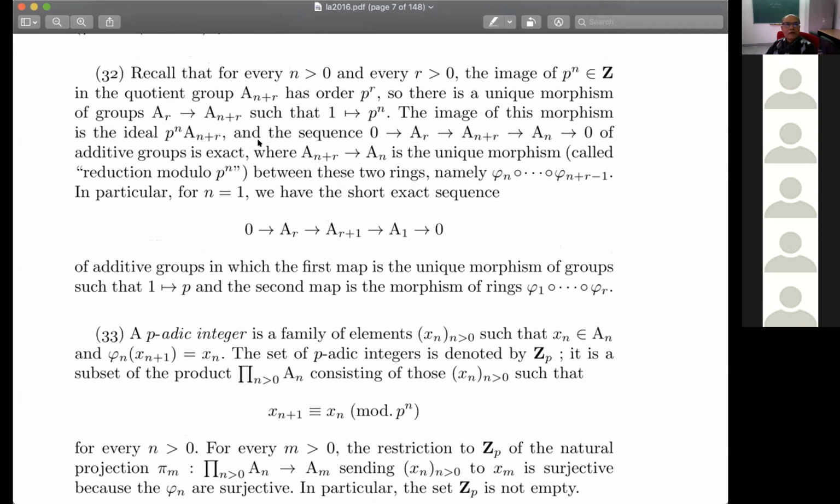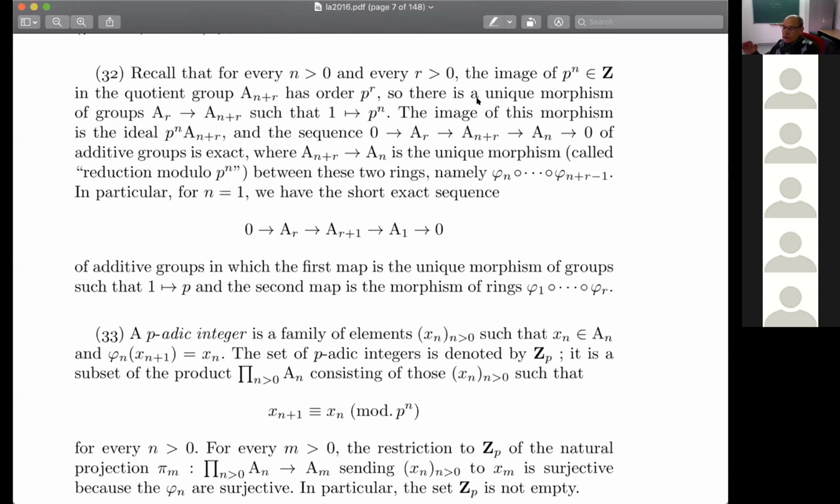So let's look at this ring A_{n+r}. It has an element p^r. Actually, no, I'm looking at the element p^n, in fact, not p^r. p^r is also there, but I'm looking at p^n. It has order p^r, because p^r times p^n is, of course, p^{n+r}, which is 0 in this ring, right? So this element in the additive group of A_{n+r} has order p^r.